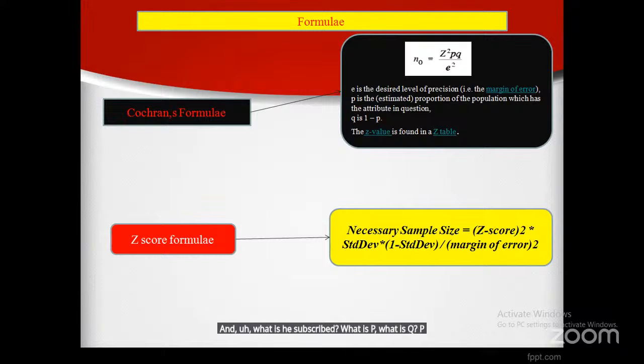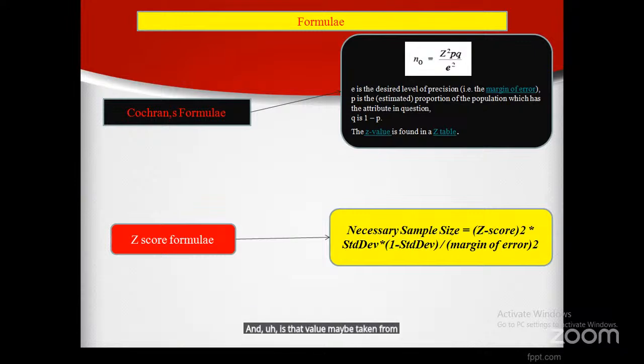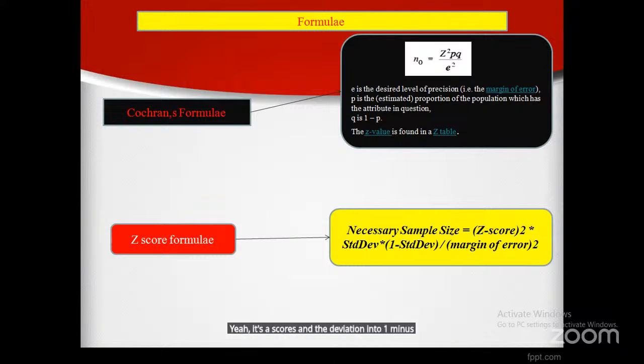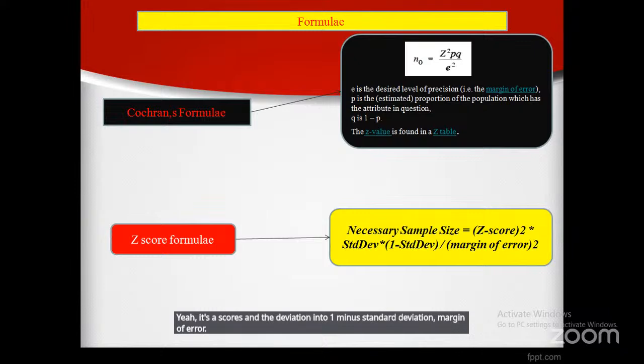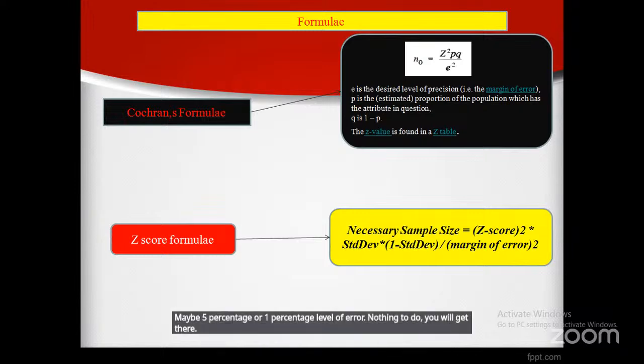P means probability of success. Q means probability of failure. And Z value may be taken from the Z table, statistical table. Apply the formula and get the optimal sample size. Assume the optimal sample size is 400. Another formula, Z score formula: necessary sample size, that means optimal sample size, is equal to Z score squared times standard deviation times 1 minus standard deviation, divided by margin of error squared, maybe 5% or 1% level of error. Definitely you will get the optimal sample size for your study.